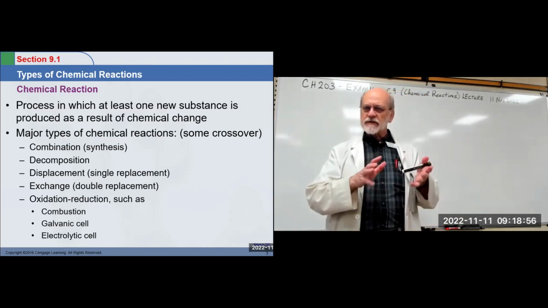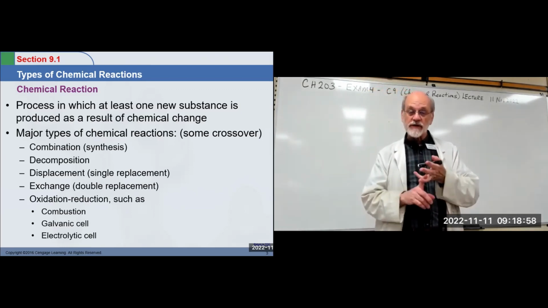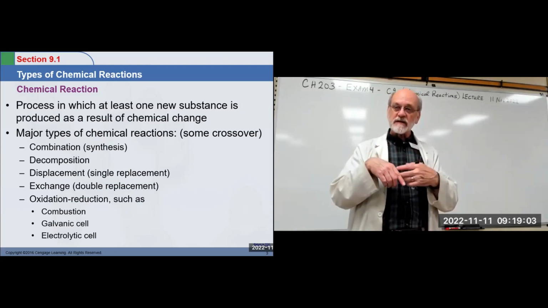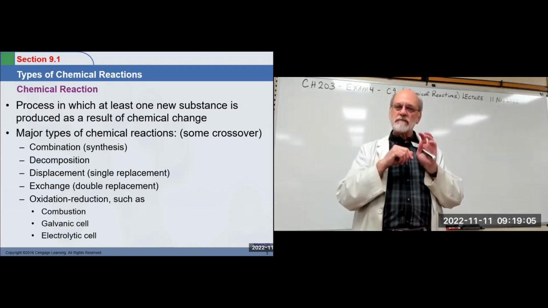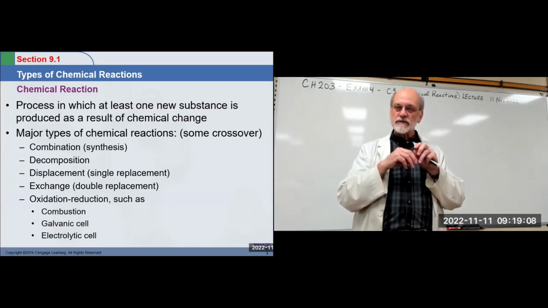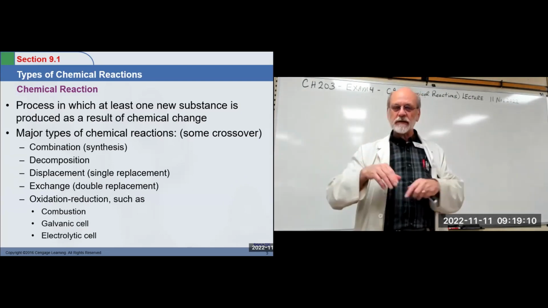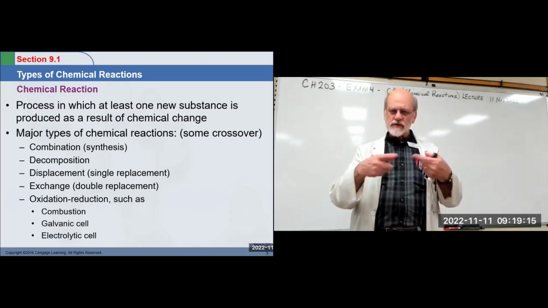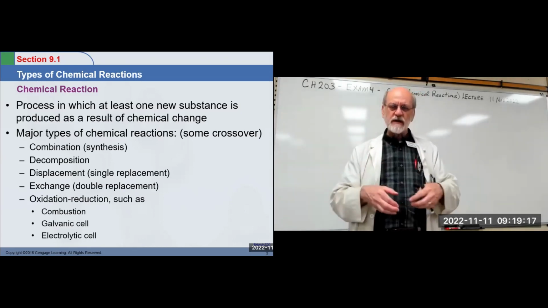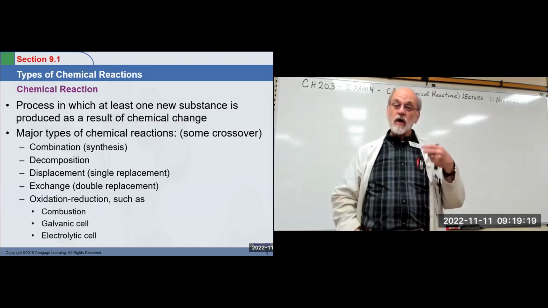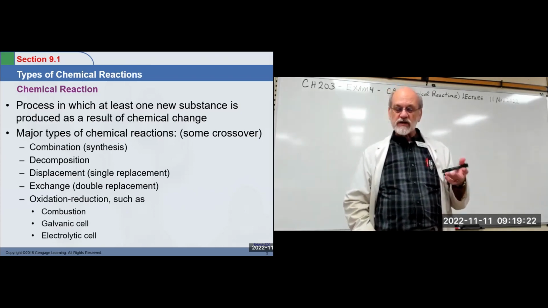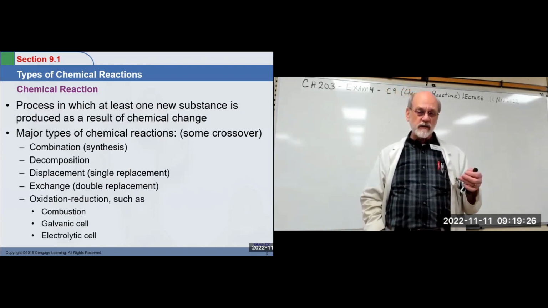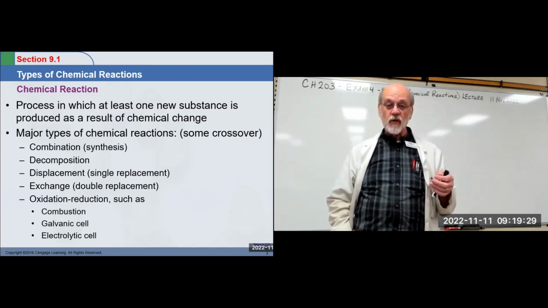So we've got the possibility for a combination reaction, which is also called a synthesis. And the other way around would be a decomposition, where you go from simple to multiple. Displacement. And subsequent slides will characterize each one of these, which is also called a single replacement, or an exchange reaction called a double replacement. And then you've got oxidation reduction reactions. They can come in various forms.